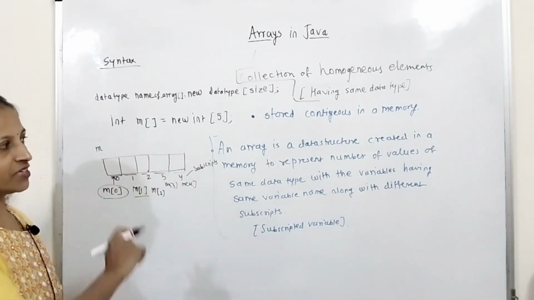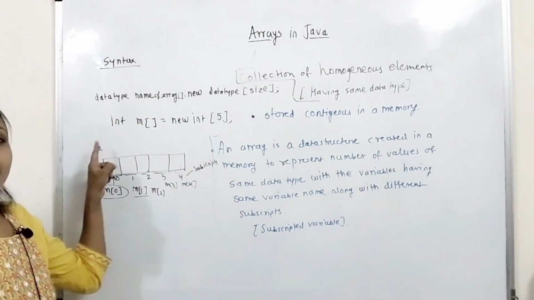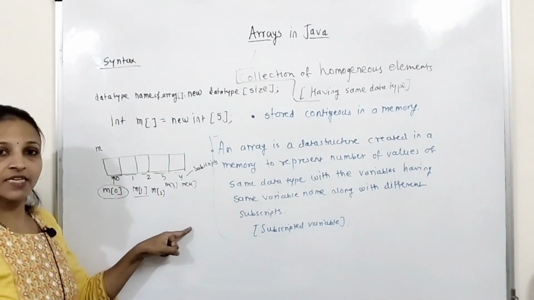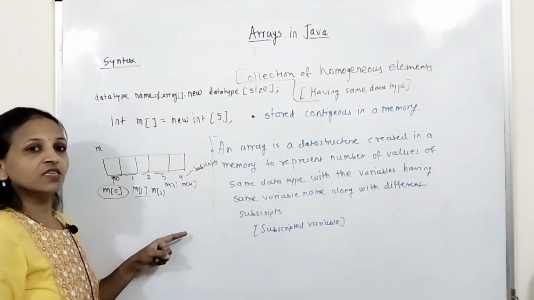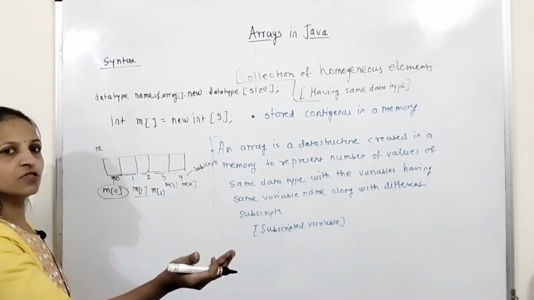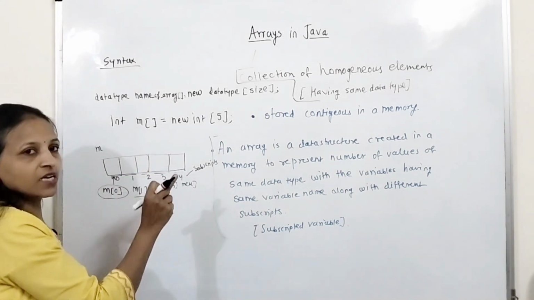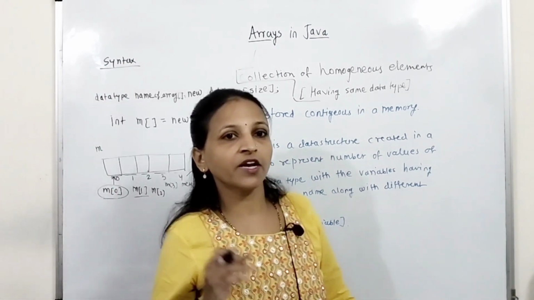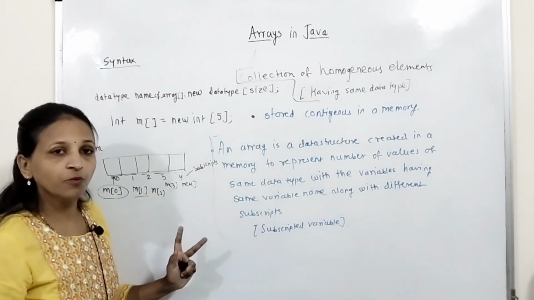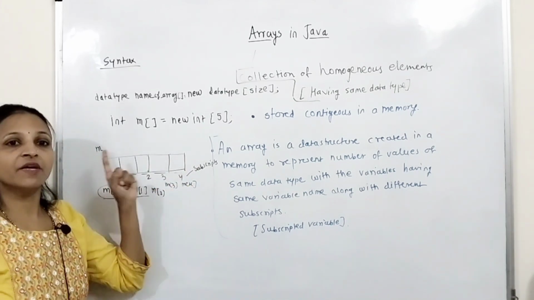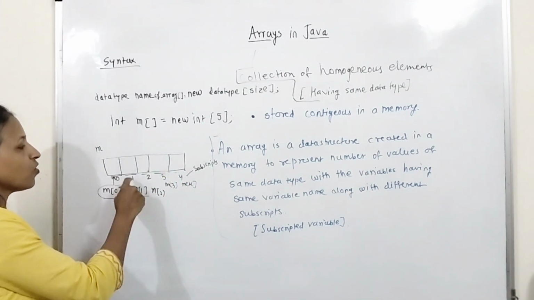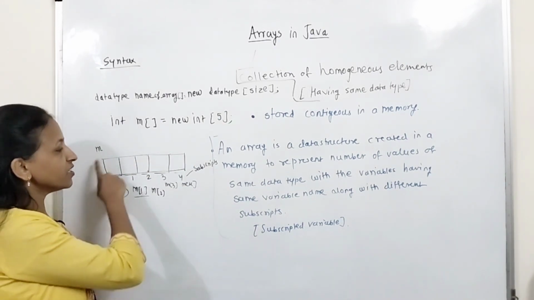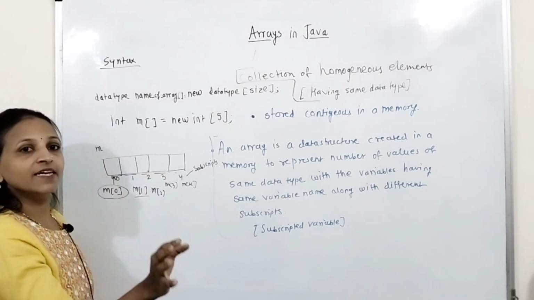Now see the definition. This array is a data structure created inside memory. See, this is a data structure which is created inside memory to represent a number of values. These are multiple values, okay, of the same data type. Here you can only store multiple integers. You cannot store one integer and one character value in this way. No, not possible. Here you can store multiple integers, and all those variables have the same name but different subscripts, which is called an index.